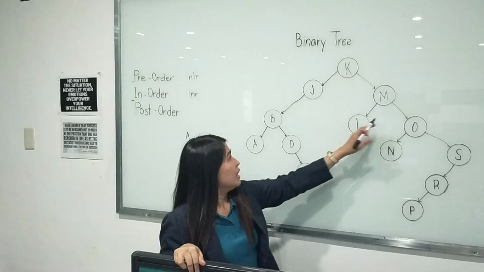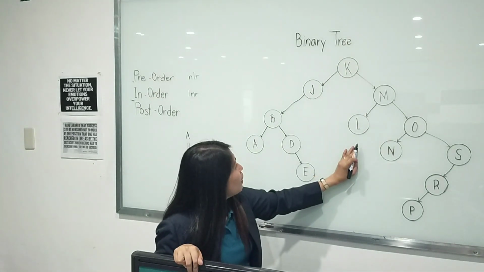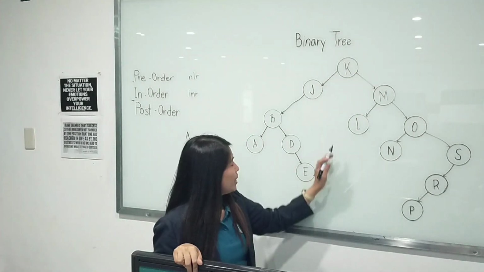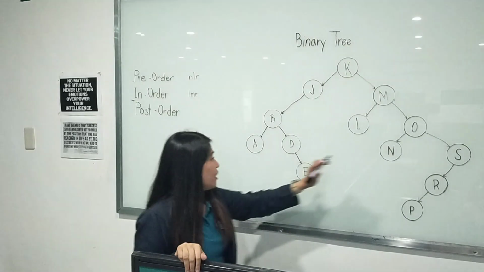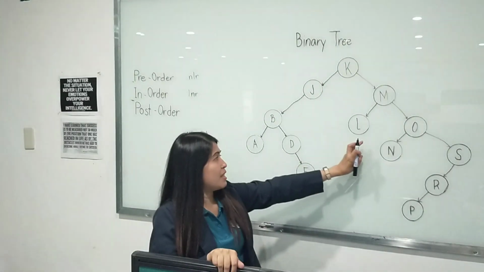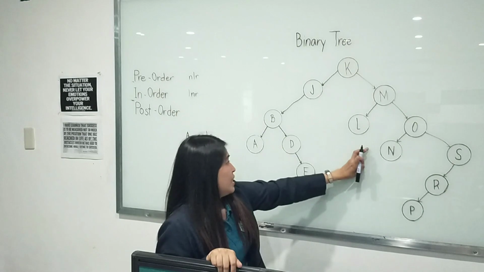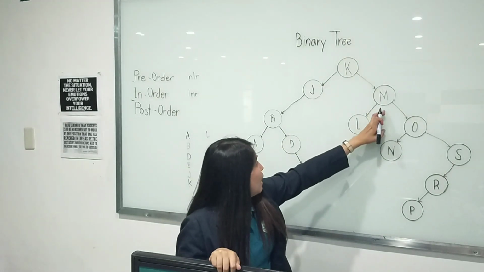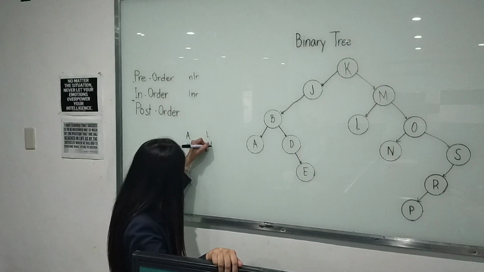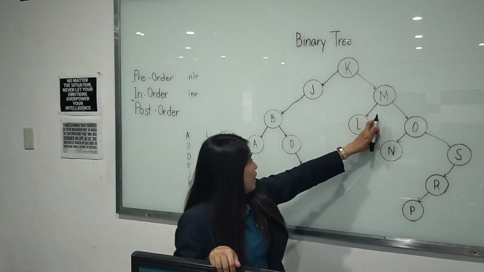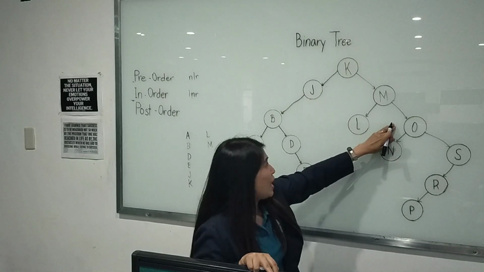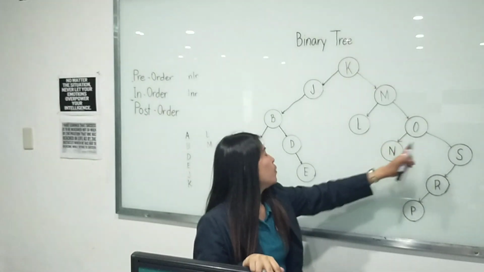And then we will visit the left subtree of the M, so we will go down to L, and then we will visit again the left, so we hit the base case, so we will go back to L, then we will print the L. And then we will visit the right subtree of the L. So since there's nothing here, we will go back to the M, and we will print the M. And this time, since we're done visiting the L, we will now visit the right subtree of the M, so we go down to O.